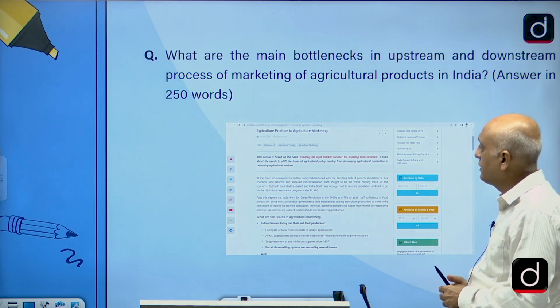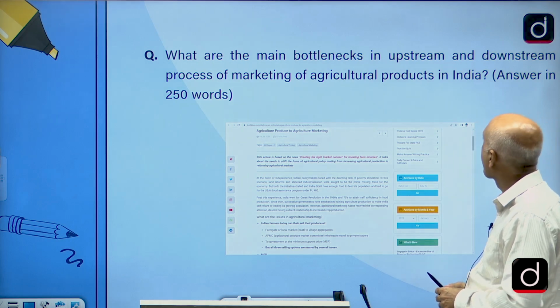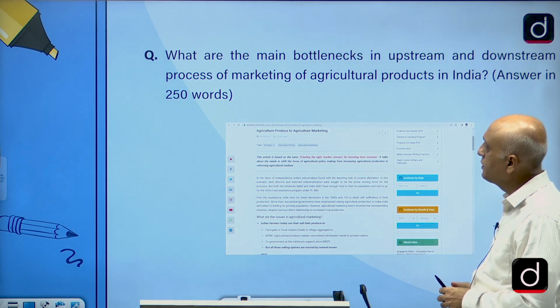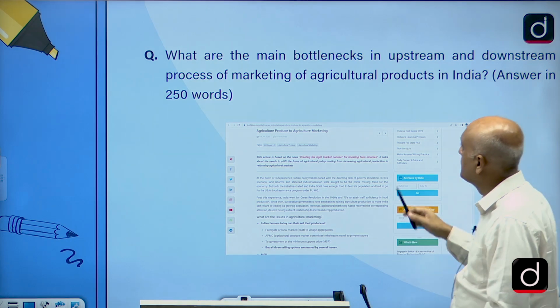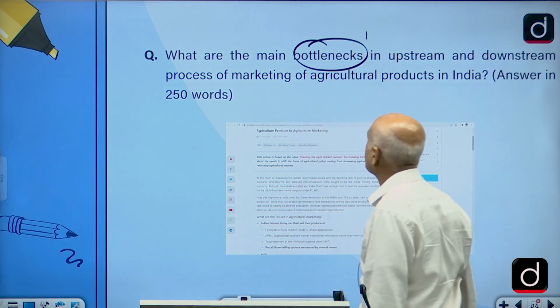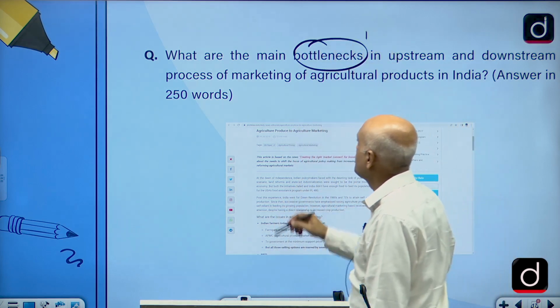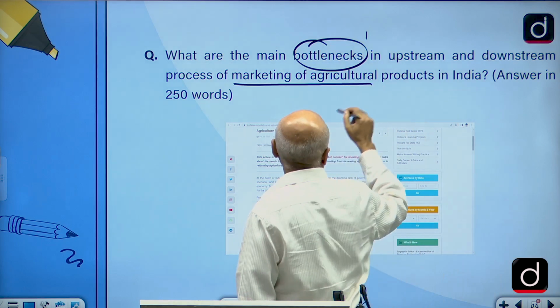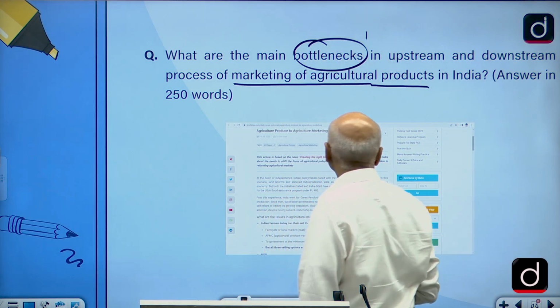Okay, moving on to the next question. So here, the question is on the word bottleneck. And this question relates to a topic which is marketing of agriculture products.